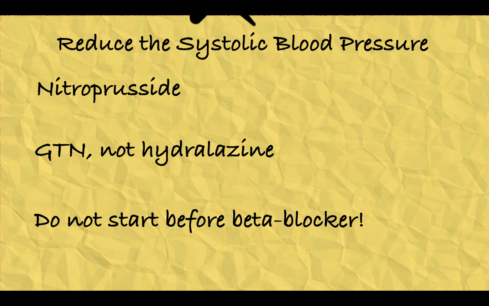Next, we turn our attention to the systolic blood pressure. The beta blocker will have taken us some of the way to our target, but if we need to go a bit further, we add on a vasodilator. UpToDate favours nitroprusside, and because this is not a commonly used drug in our ED, it's best to look up the dosing protocol at the time.